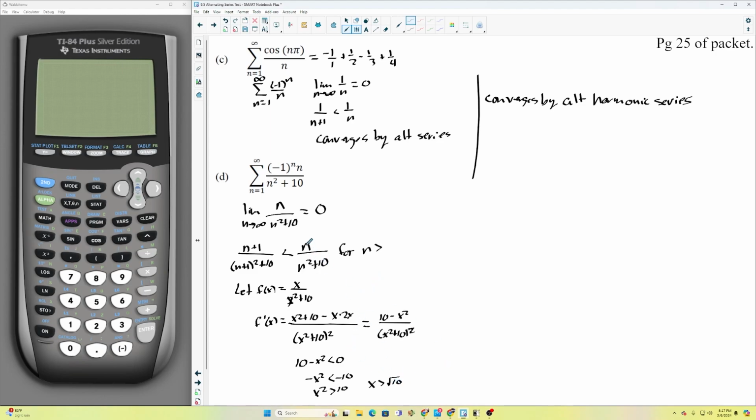Now, n, that's integers. So it doesn't make sense for n greater than the square root of 10. Square root of 10 is 3 point something. So for n greater than 3, we have a decreasing sequence, and we can say it converges by the alternating series test.